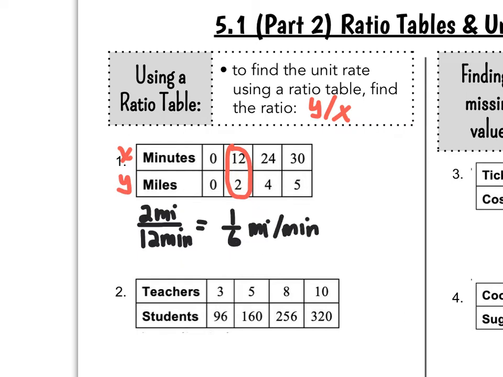Now you could have easily used any other pair. Like I could have used instead 5 over 30, okay? And I would still get the same ratio, 1 over 6. Or 4 over 24, that's still 1 over 6. But I use the smaller numbers because it's easier.